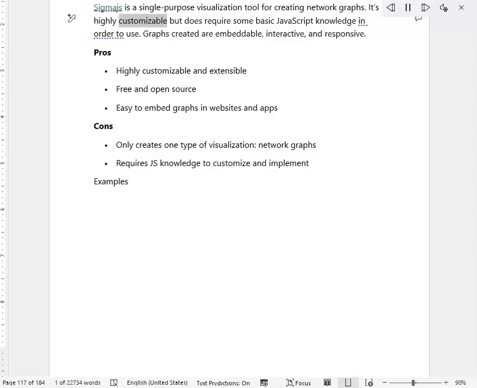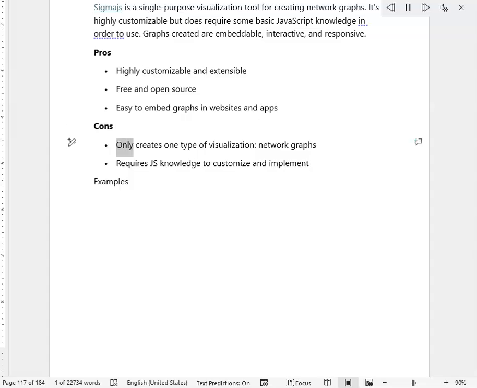Sigma.js. Sigma.js is a single-purpose visualization tool for creating network graphs. It's highly customizable but does require some basic JavaScript knowledge in order to use. Graphs created are embeddable, interactive, and responsive. Pros. Highly customizable and extensible. Free and open source. Easy to embed graphs in websites and apps.